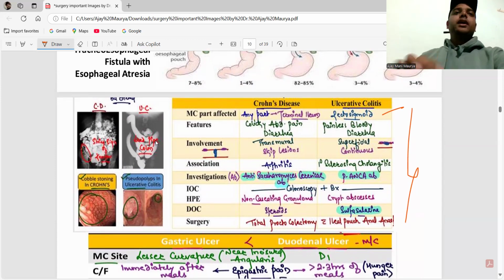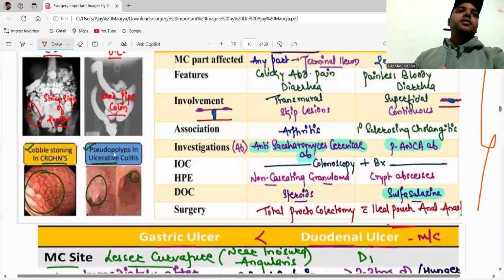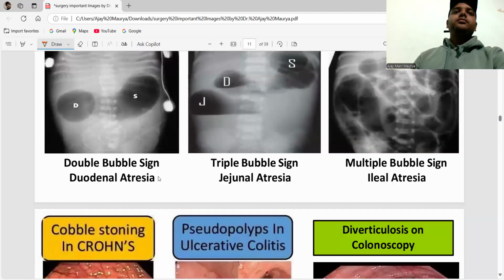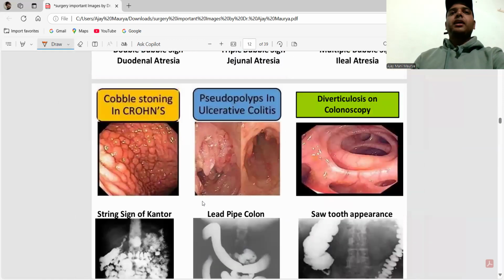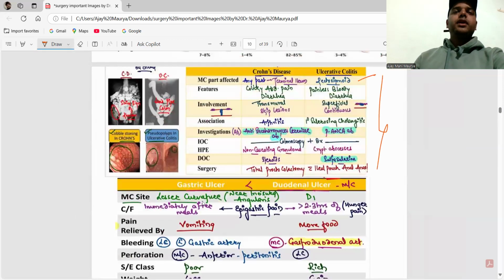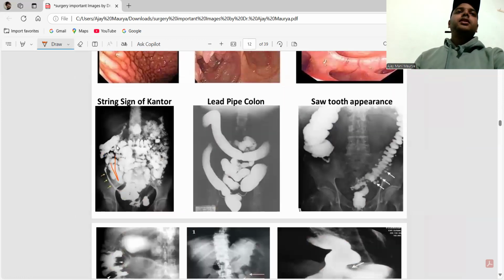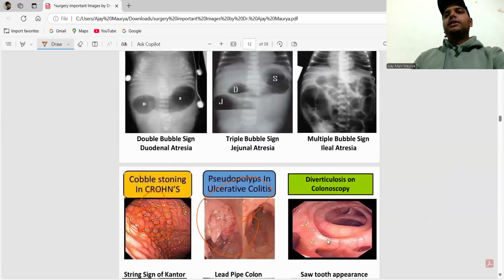Lead pipe is seen in ulcerative colitis. Okay? Cobblestone is seen in Crohn's. This is pseudo polyps seen in ulcerative colitis. Remember, guys, here. Lead pipe is seen in ulcerative colitis. The string sign of Kantor is seen in Crohn's. This is pseudo polyps in colitis. This is the cobblestoning in Crohn's disease. This is the diverticulitis.